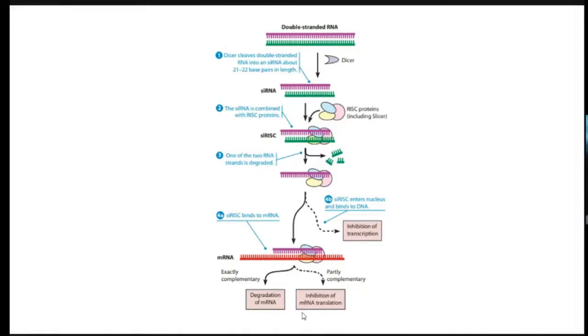And this small interfering RNA can either be naturally occurring in your cells or you can also design it. It is amazing because you can design an RNA that targets an mRNA in your body so that the target cells do not produce protein, whatever you want to target.